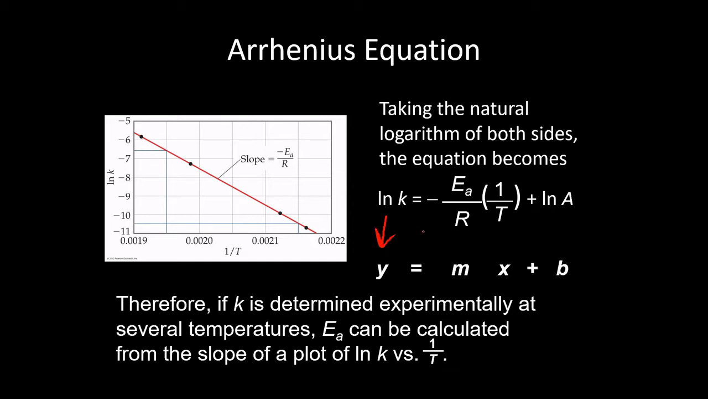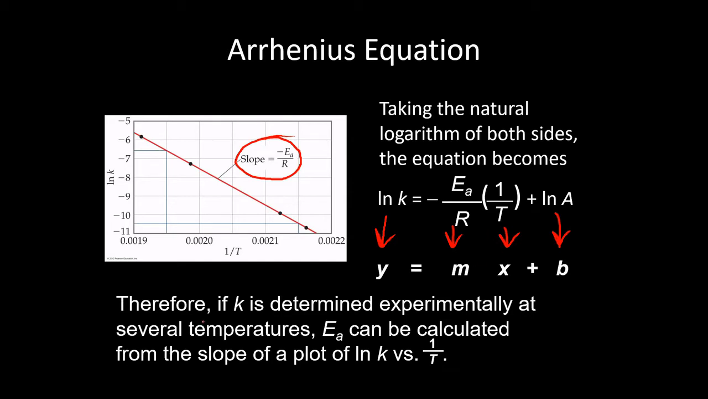And so we have y equals mx plus b. So our slope in this case is negative the energy of activation over the gas constant, as you can see here as well. The intercept is the natural log of the frequency factor, and then we have natural log of k and 1 over T as our variables.